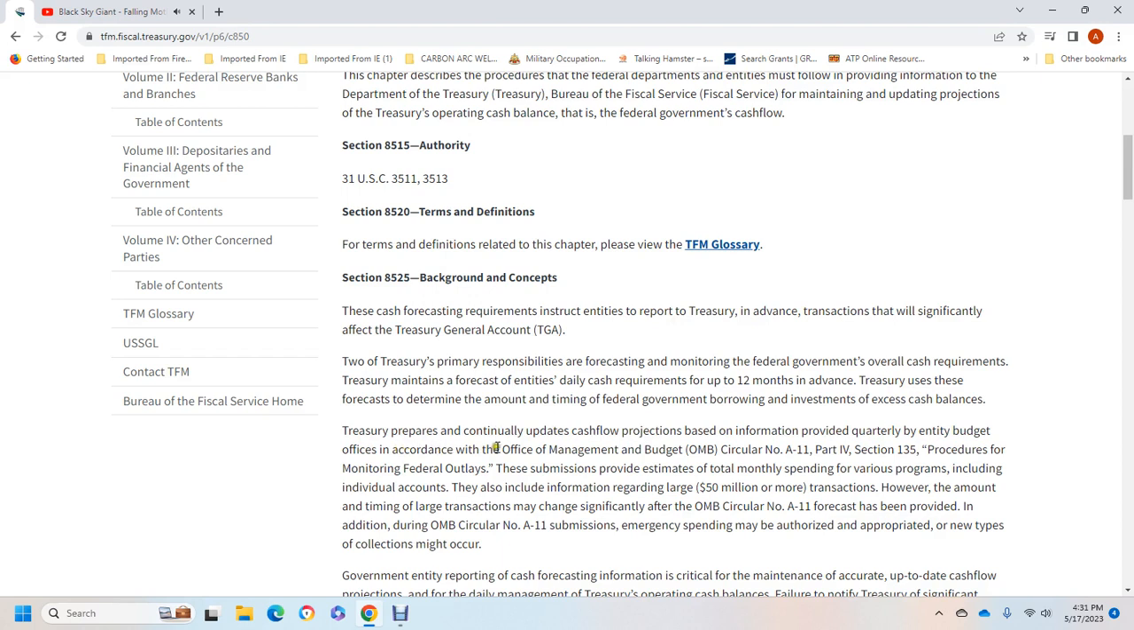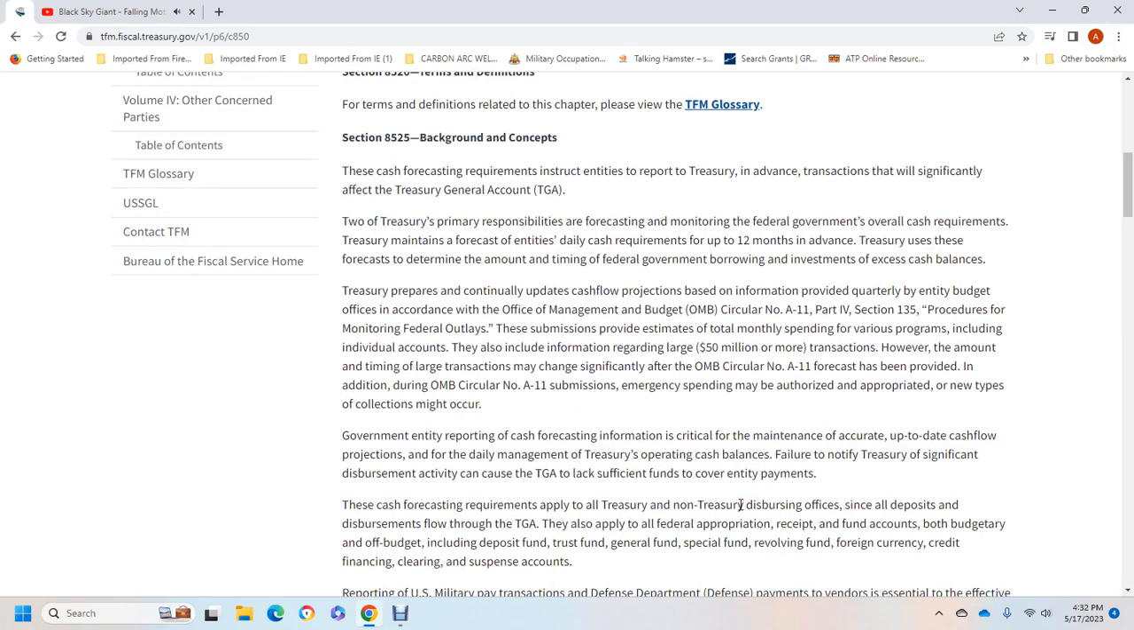Offers, according to the Office of Management and Budget Circular A-11, Part 4, Section 135, proceed with the monitoring of federal outlays submission. The federal outlays submission provides an estimate of the total monthly spending of the various programs, including individual accounts. It also includes information regarding transactions of $50 million or more. However, the amount of the timely large transaction may change significantly after the Office of Management and Budget Circular A-11. The forecast is provided in addition to the submission of emergency spending that may be authorized and appropriated, or a new type of collection might occur.